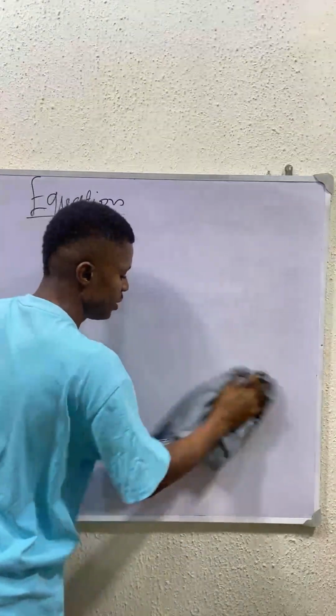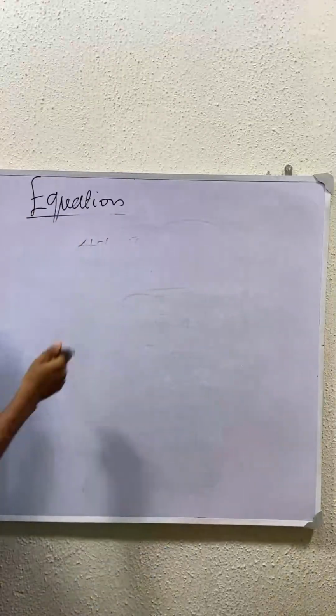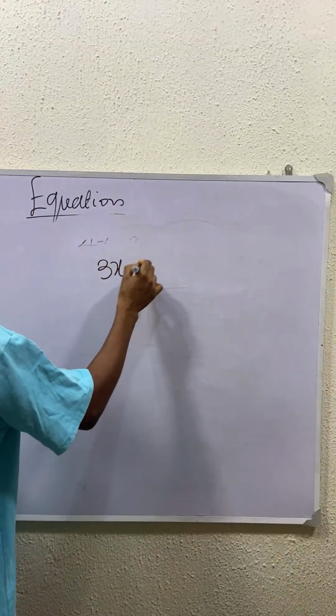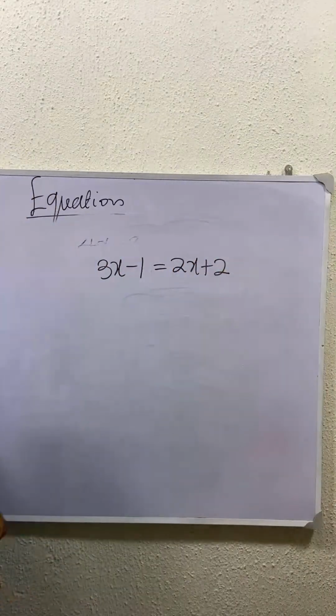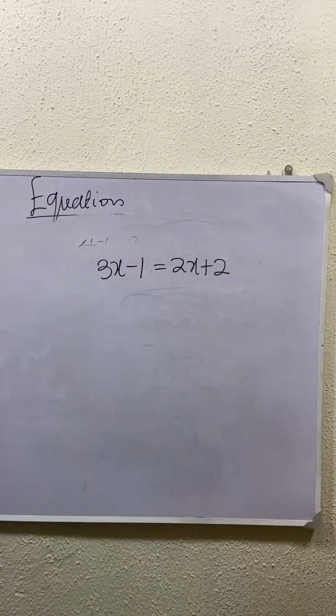Okay, so the next one is 3x minus 1 is equal to 2x plus 2. So let's try to find the value of x.